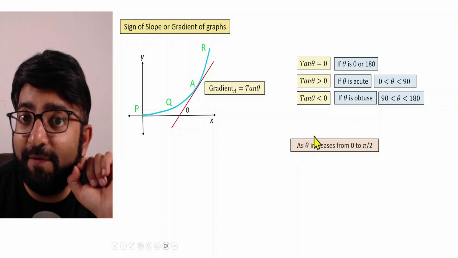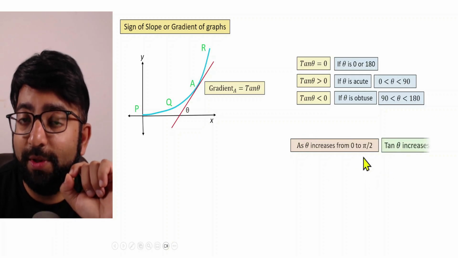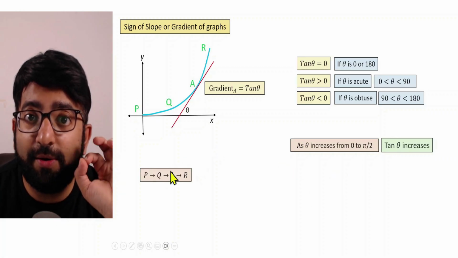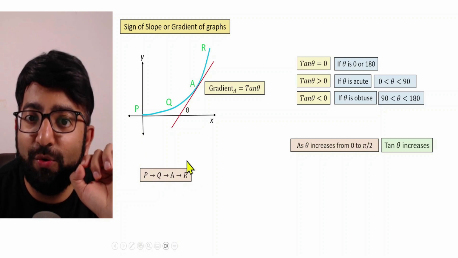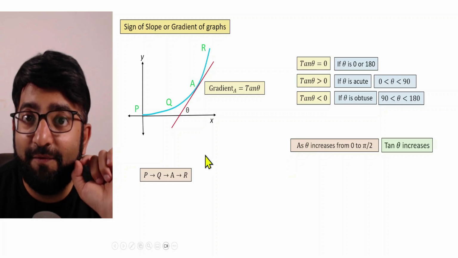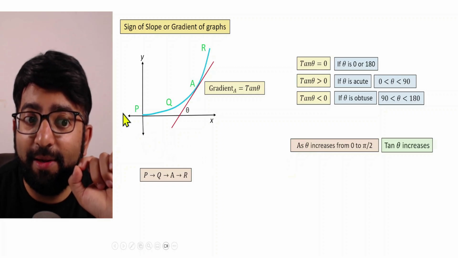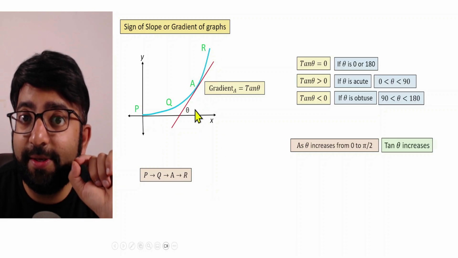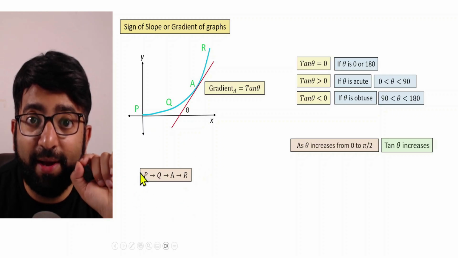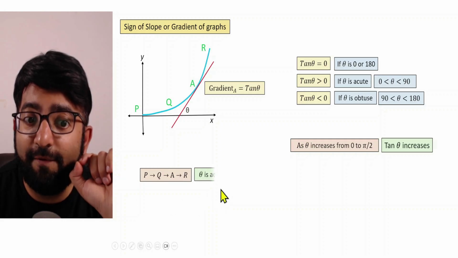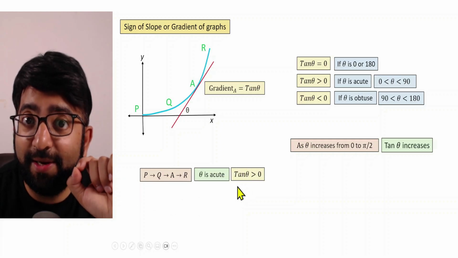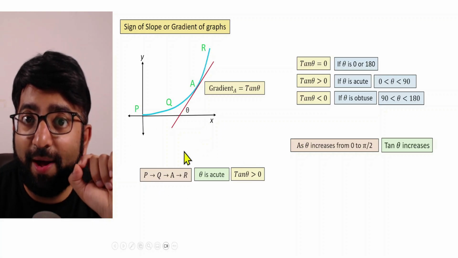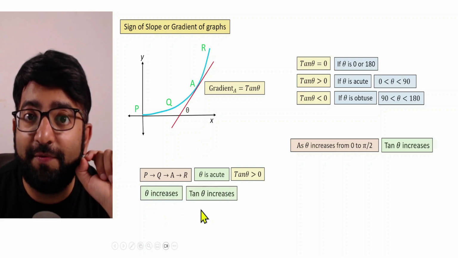Earlier, we had discussed that as the value of theta increases from 0 to pi by 2, the value of tan theta increases. Now, consider all these points: P, Q, A, and R. As we move from P to Q to A to R, what do you think is happening to theta? The value of theta is actually increasing. At P, the angle theta was 0. At R, it is 90. And also remember, at all these points, the angle theta is acute, less than 90 degrees. Hence, as we go from P to Q to A to R, theta is acute, and whenever the angle is acute, the tan value is positive. And as we make this transition from P to R, the value of theta increases, which means the value of tan theta increases.